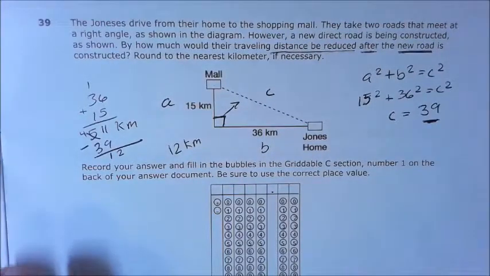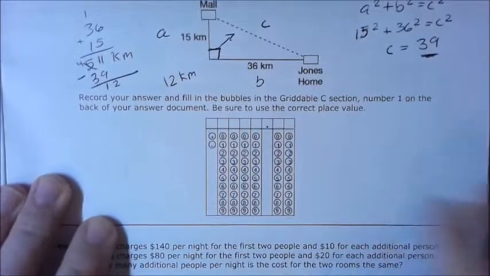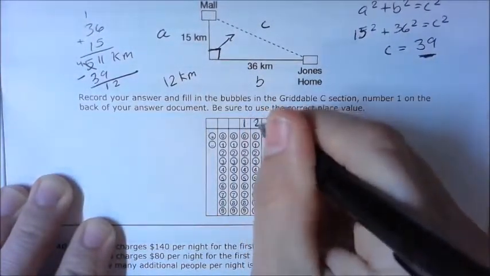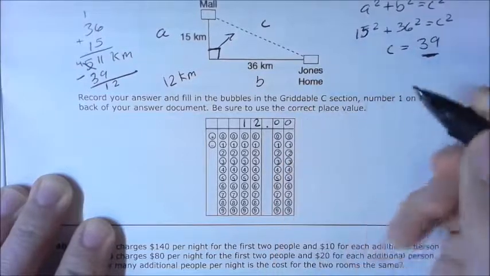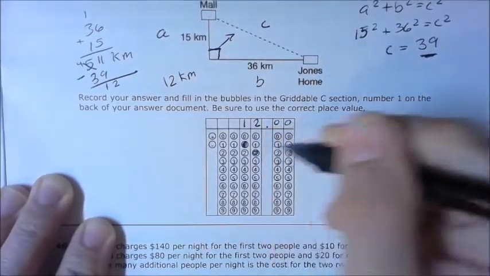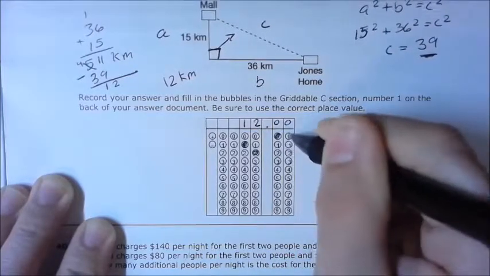So now what we need to do is we just need to write that on there. So we can go ahead and fill that in. And that would be 12.00 kilometers. And make sure you bubble that in. It'd be 1, 2, 0, 0.